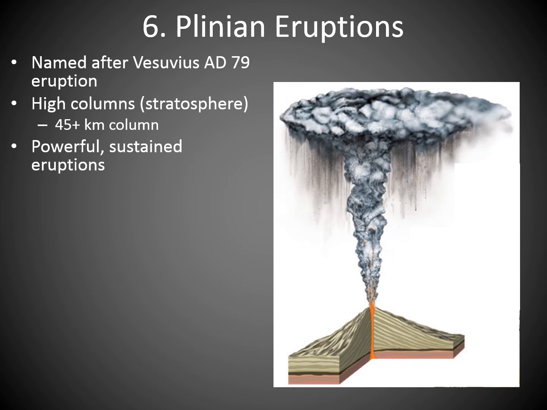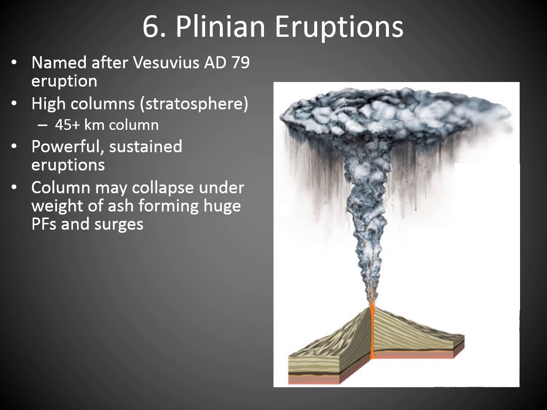You've heard of Pompeii and Herculaneum. What happened there was these Plinian columns are so tall, so laden with material that sometimes gravity pulls the column back down, and all of that material then descends the flank of the volcano as huge pyroclastic flows and surges. Pompeii was buried under huge pyroclastic flows. If you go there and look at the actual rock that's encasing the city that was entombed by it, you'll see big blocks and ash and pieces of pumice.